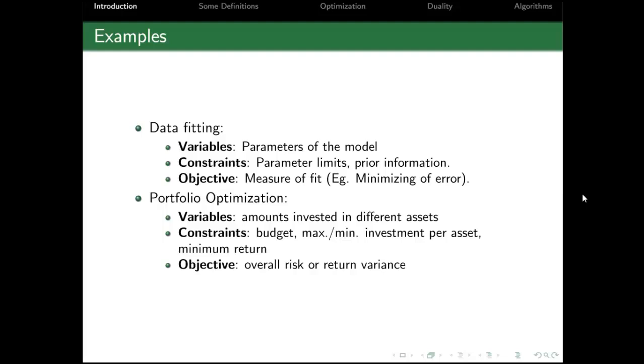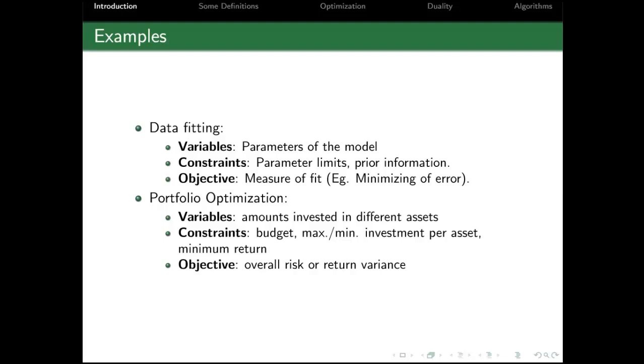And constraints in general encode something like parameter limits or prior information which you want to encode. For the specific example of linear regression, we don't have any constraints. And what would be the objective? We would try to get the best fit for the model. So one way of doing this would be minimizing this error, and in linear regression we've seen how to minimize the squared error. So that forms the objective of the optimization problem.